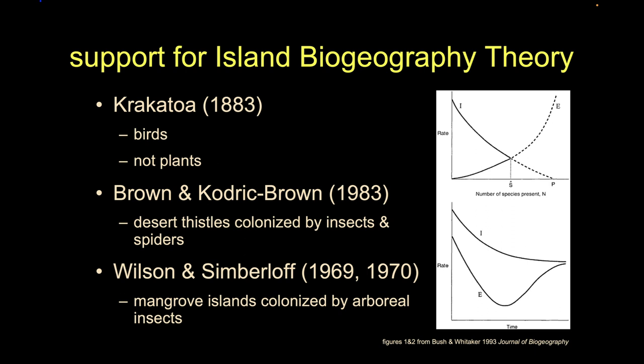Another example is the same thing from desert thistles that are colonized by different insects and arachnids, different spiders. They seem to follow the predictions of island biogeography, the equilibrium model. And then, of course, we have the Simberloff example of the mangrove islands that we talked about.